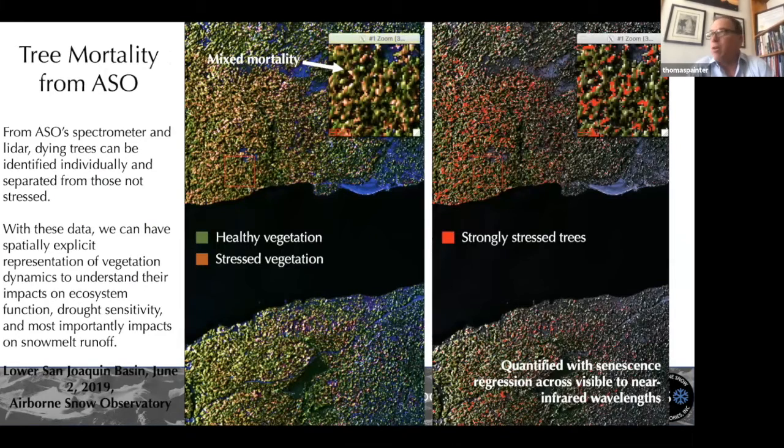With the spectrometer, we have the ability to look at not only what the LiDAR is showing us in terms of mortality and loss of biomass, but also stresses that are coming before that biomass is gone, and to really be able to tell the difference between healthy vegetation and water stressed or beetle stressed vegetation. And you can see that analysis over here on the right.